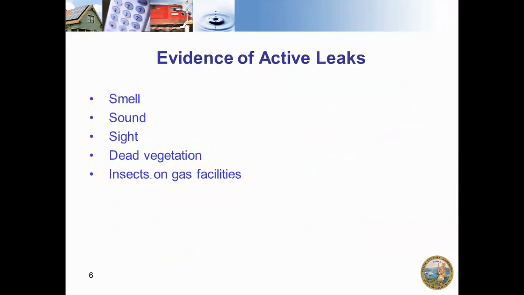Some things you're looking for while you're doing those patrols. Obviously leaks is kind of at the top of your list. So if you smell or hear or see a leak, then you should act on that, make sure you take care of it. Some other indicators, dead vegetation. If you have an underground leak and it comes up through the ground, it can kill whatever greenery you have there.